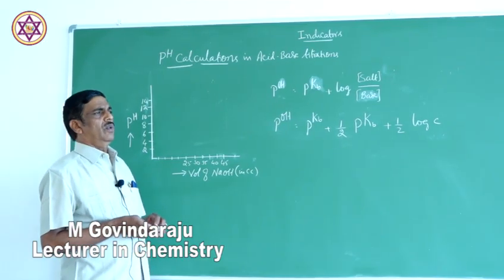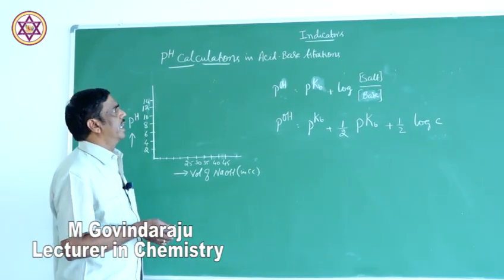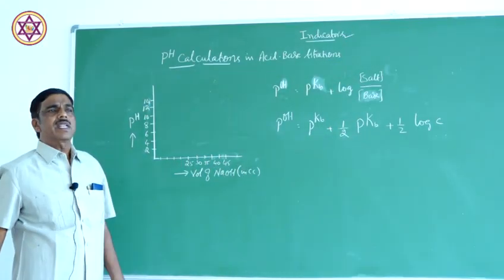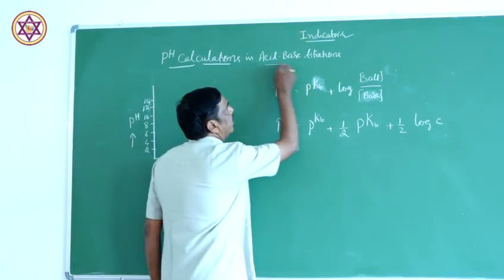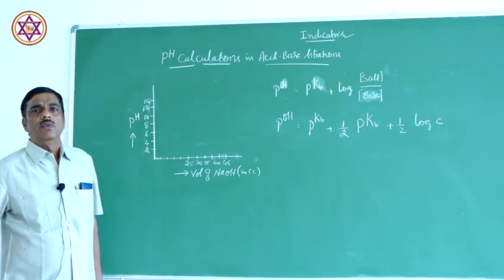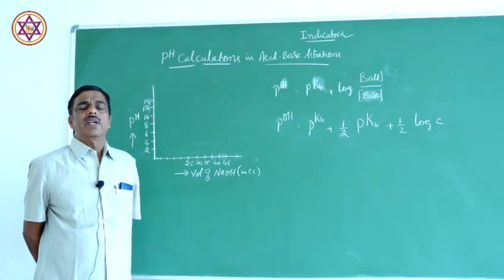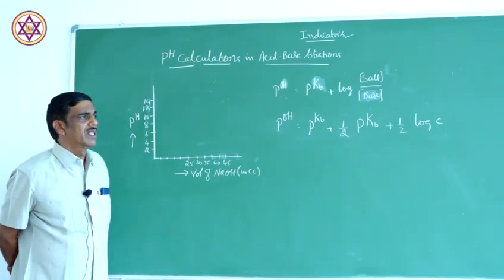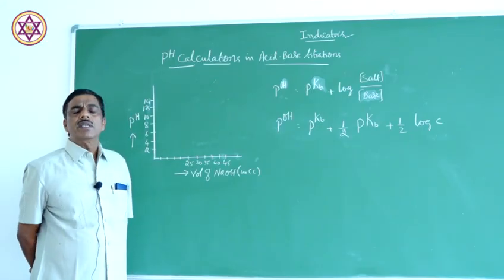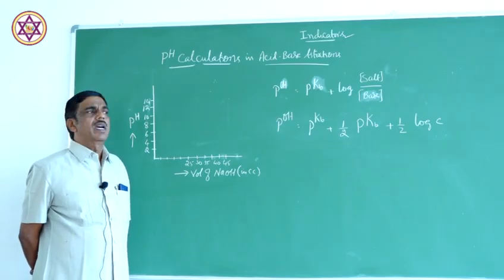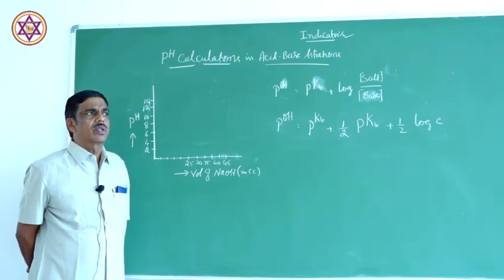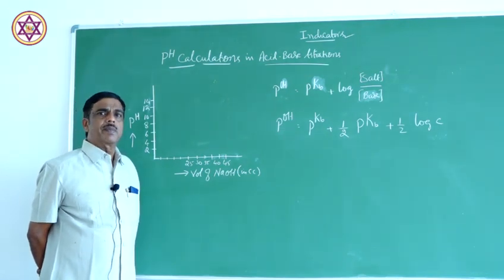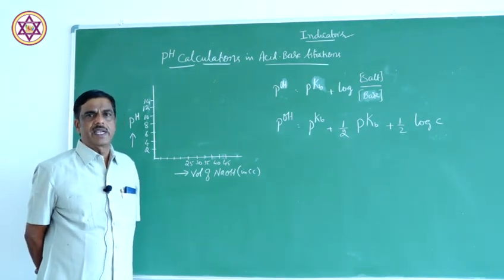Last class we have done in detail about the indicators. The last topic in this indicator chapter is acid-base titration curves. We have discussed 4 different curves of acid-base titrations: strong acid, strong base; weak acid, strong base; strong acid, weak base; and weak acid, weak base titration curves. Today, let us discuss the pH calculation of this titration.